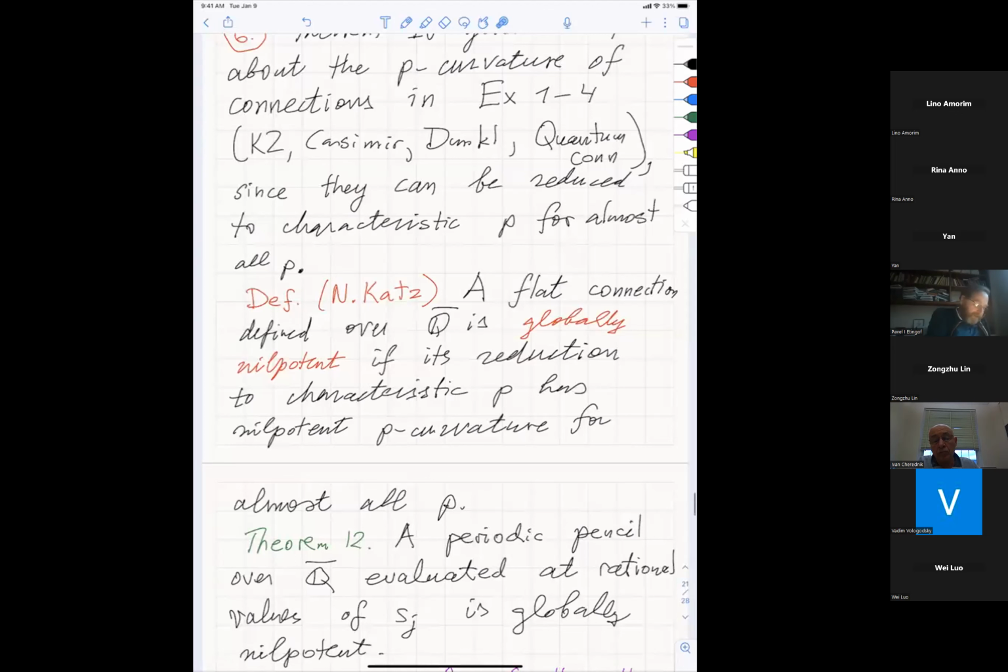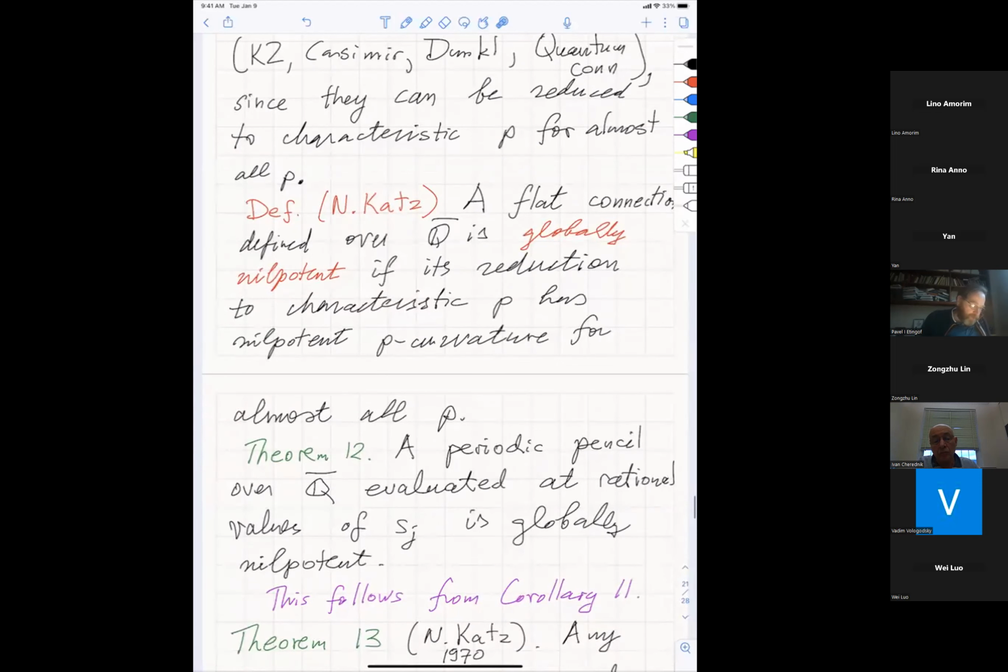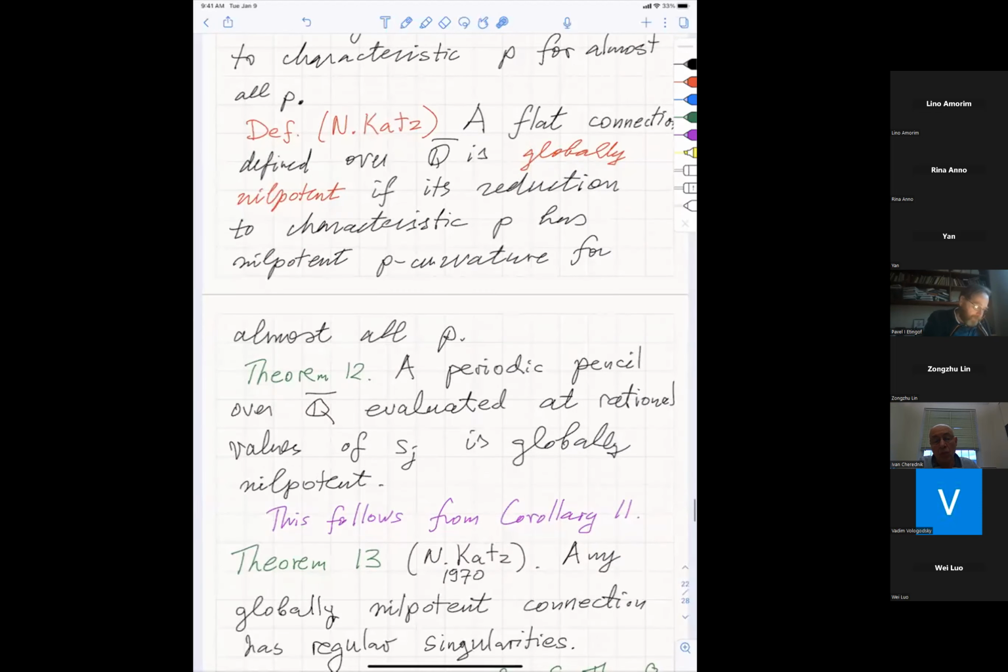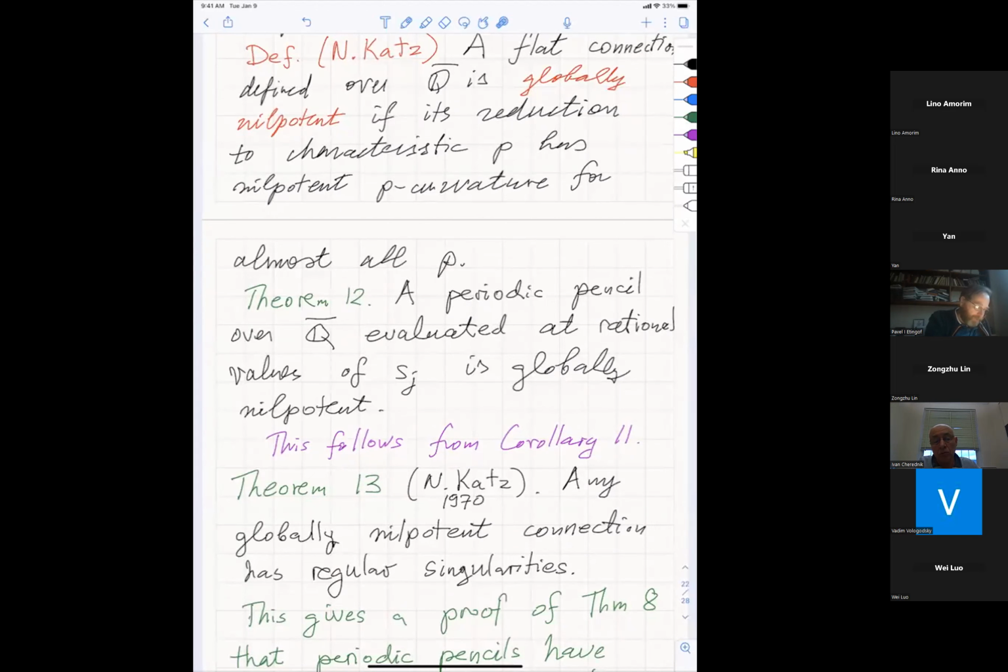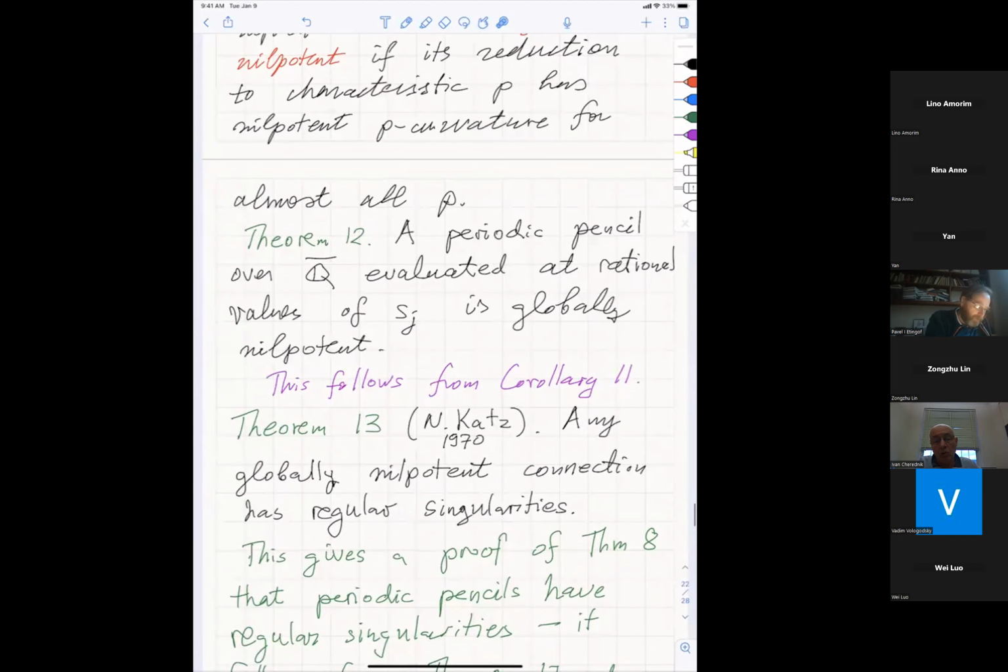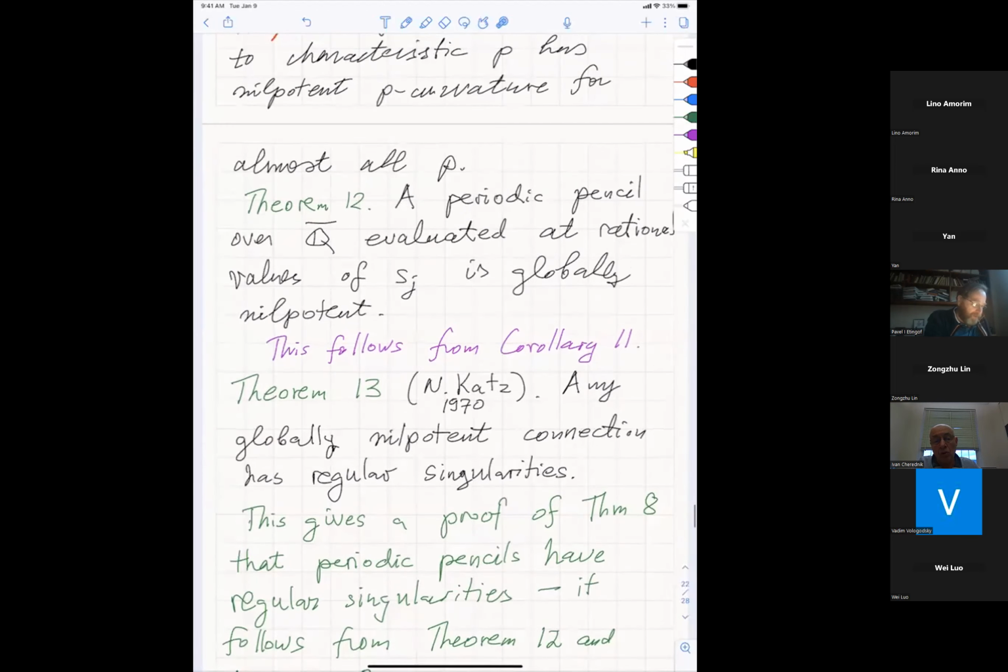Okay, so here is a theorem which explains why a periodic pencil is globally nilpotent. An important theorem of Nicholas Katz in 1970, why this notion is useful, is that any globally nilpotent connection has regular singularities.